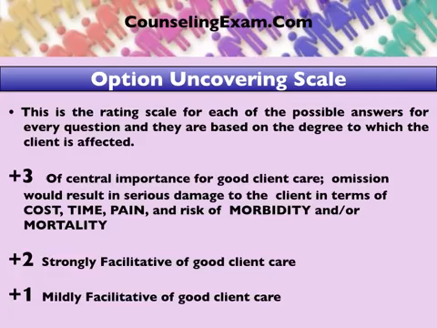So when you make a choice, know you're either getting 3, 2, 1, 0, -1, -2, or -3. Positive 3 points indicates that your choice was the best choice that you could make. Omission would result in serious damage to the client in terms of cost, time, pain. 2 strongly facilitates good client care. 1 mildly facilitates good client care for the client.